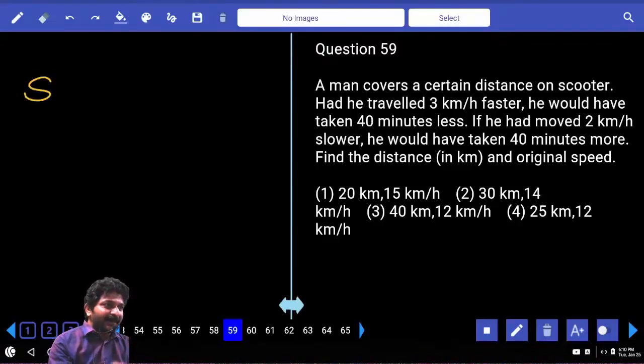So let's start with original speed as s and time as t. So distance is equal to s into t only.